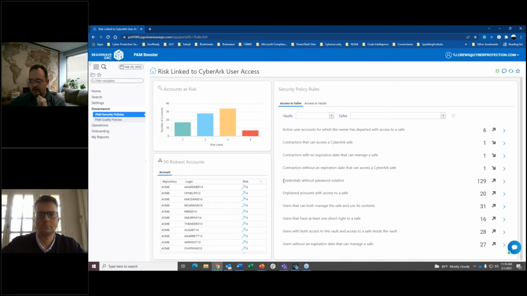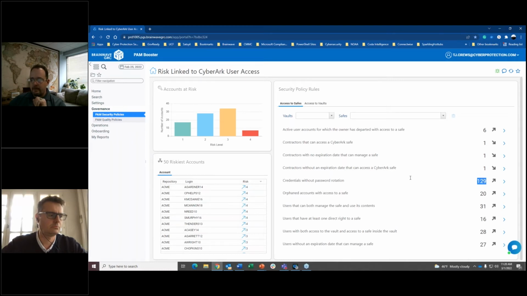You can see right here, there's credentials without password rotation. There's 129 of those within this instance. That is huge as far as trying to do a security audit. Maybe there's a reason you don't have password rotation turned on, but you can actually go right in here and find out which users don't have that password rotation turned on.